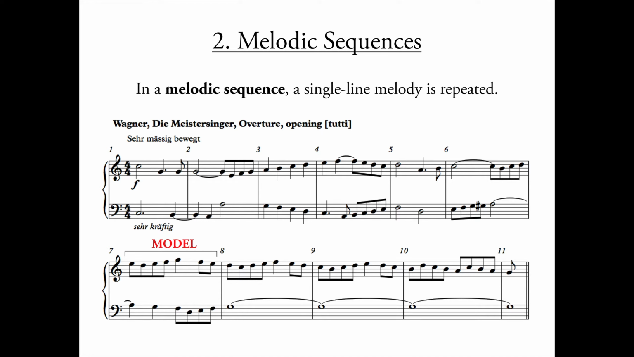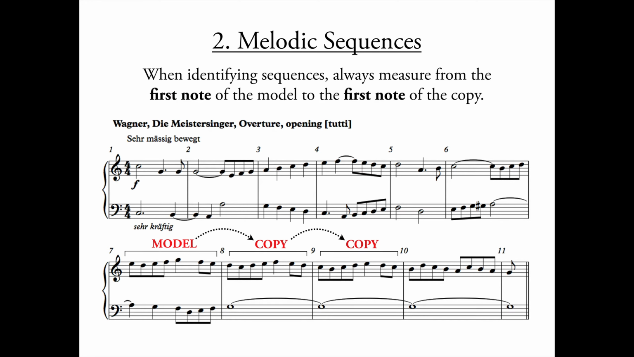We see that in measure 8, the soprano line or highest voice is repeated. We label the first occurrence as the model and each repetition as a copy. This is a melodic sequence because only one line, the soprano, is sequential. The bass is not. Therefore, melodic sequences are possible even if there are other non-sequential voices present as well.